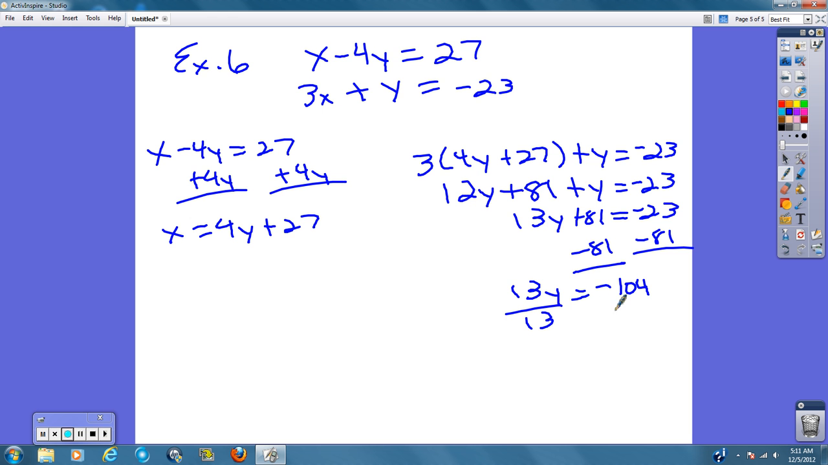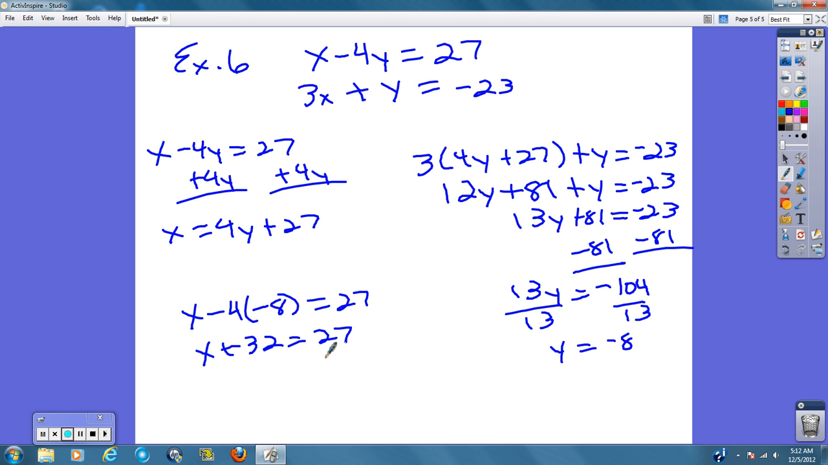I'm going to divide both sides by 13, and I'm going to do that on the calculator. And I get that y is negative 8. Okay, now that I know y, I'm going to plug it back into one of these two. I'm going to use the second one, but you could just as easily use the first one. Doesn't matter. You know what? Let's use the first one. So x minus 4 times a negative 8 equals 27. Negative times negative is a positive, so that's x plus 32 equals 27. Subtract 32 from both sides. So 27 minus 32 should give me a negative 5. So x equals negative 5. And so your ordered pair looks like negative 5, negative 8.